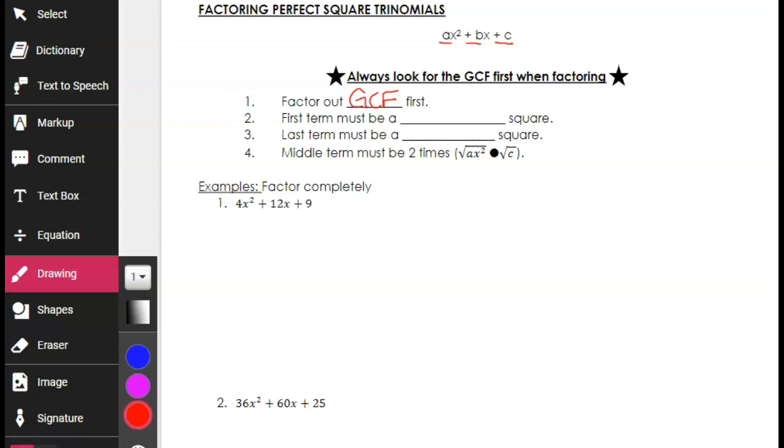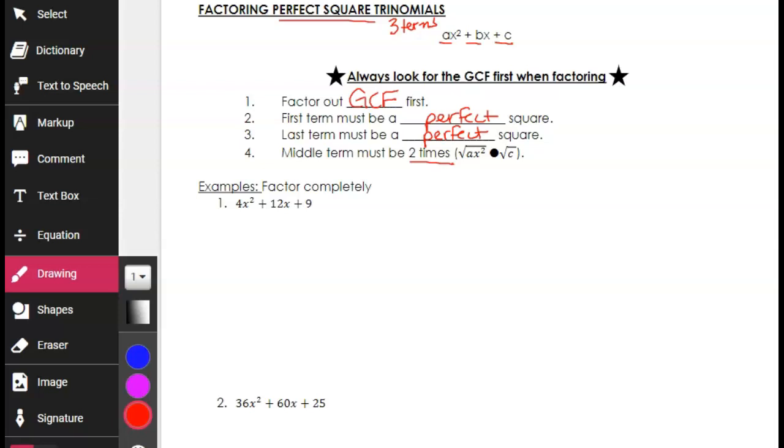But a perfect square trinomial is exactly what it sounds like. Trinomial means 3 terms, and perfect square means that it's got 2 perfect squares in it. The first term must be a perfect square. The last term must also be a perfect square. And since it's a trinomial, there's a middle term, and the middle term must be the square root of the first term times the square root of the second term, and then doubled, so 2 times. And I'll show you what that looks like in example 1.